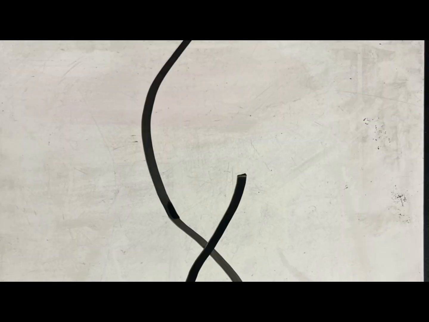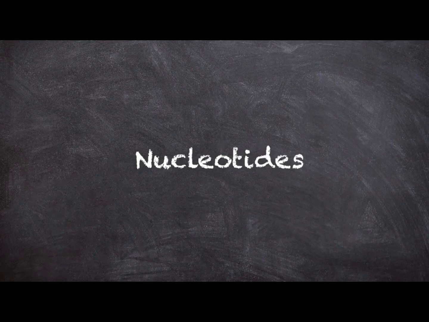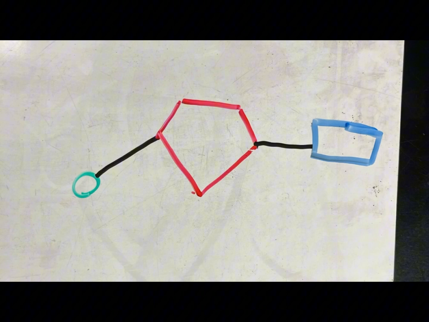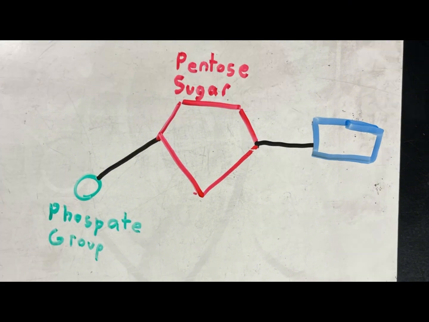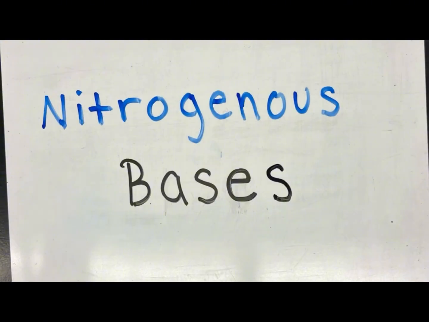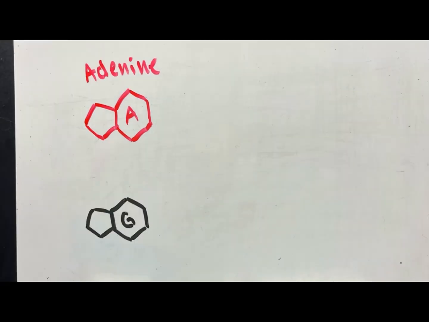DNA is wound in a double helix structure composed of nucleotides, the basic structural unit of the genetic molecule. Each is made up of a phosphate group, pentose sugar, and a nitrogenous base. There are 4 types of nitrogenous bases.